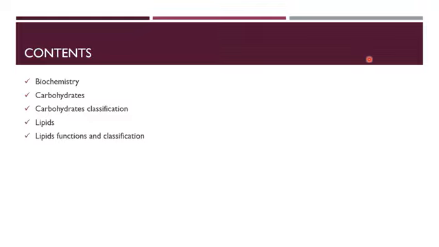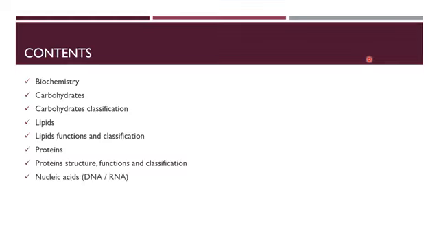First of all, we'll discuss the contents, or the topics, that we are going to cover in these slides. The first one is the general introduction of biochemistry. Then we'll discuss carbohydrates and their classification, then lipids, their functions and classification, then proteins, and protein structure, functions, and classification. Then nucleic acids, which include DNA and RNA, and enzymes, enzyme structure, functions, and factors affecting enzyme activity.